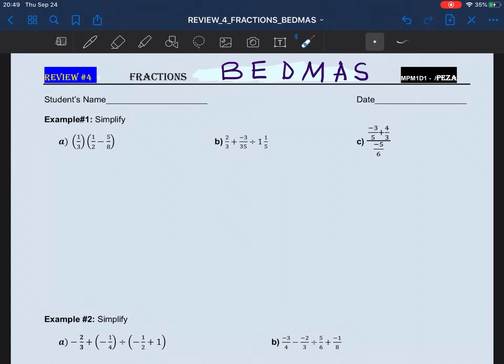Letter B stands for brackets, and then we must perform the powers or the exponents. We must divide or multiply, and last, add or subtract.